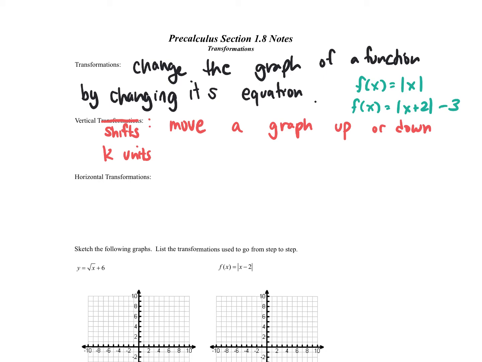The question is, where do you add it? So in general, if I take a function, f of x, I have an inside of the function, which is inside the parentheses, and then I have an outside of the function. If I add k to the outside of the function, it's going to shift it up or down k units. So if I do a specific example, let's do a cubing function. If I have x cubed plus 3, that is going to shift up 3 units from the original cube function.